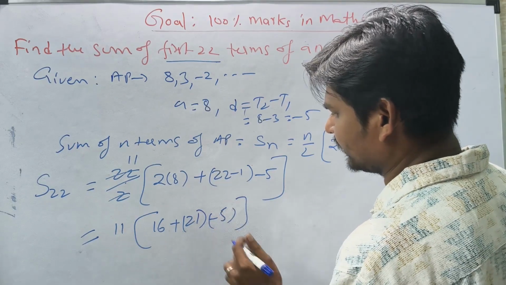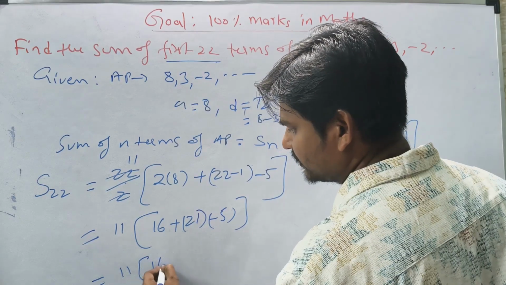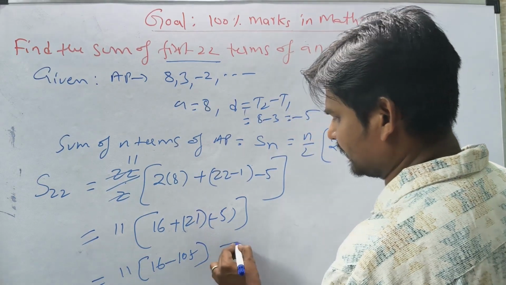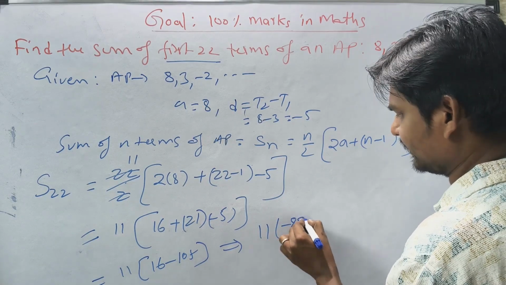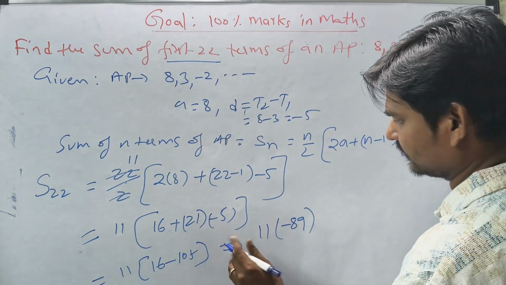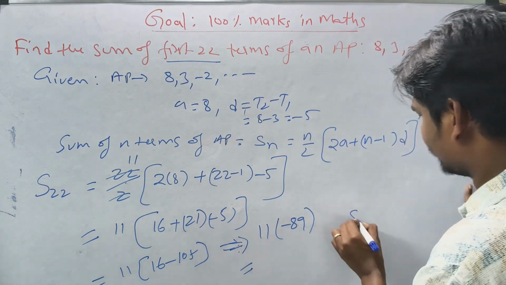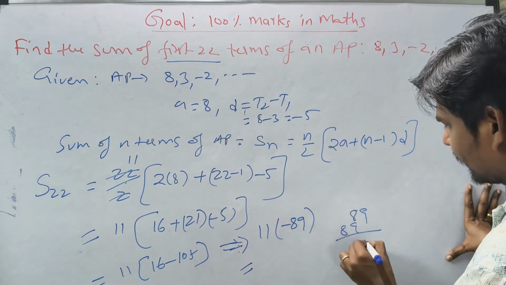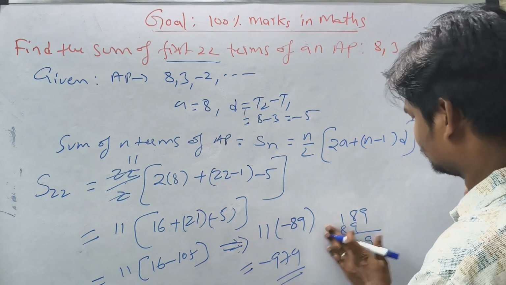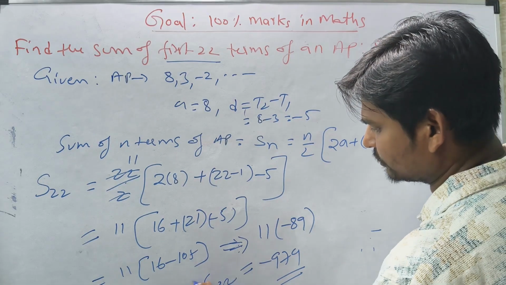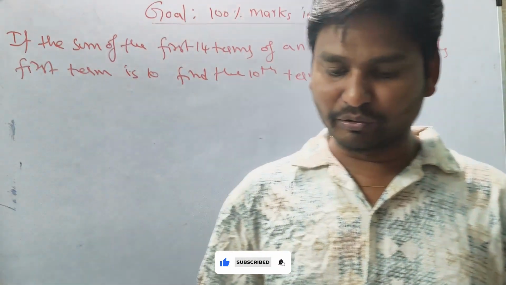From this, what will you get? 21 into 5 is 105, so 11 into 16 minus 105. Correct? From this, 11 into minus 89. Now if you multiply this, 11 into 89 is 979, so you get minus 979. So the sum of the first 22 terms of this AP is minus 979. This is the solution. Okay, we'll see one more question.